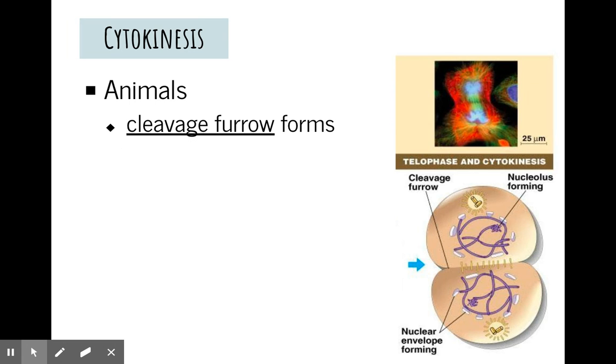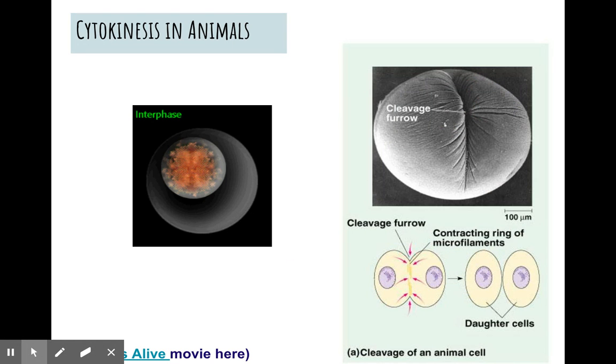During cytokinesis in animal cells, a cleavage furrow forms, and this is when the cell's starting to separate. Remember, it's separating the cytoplasm. Here's a picture of the cells in cytokinesis. As we see here, the cleavage furrow starts to form.